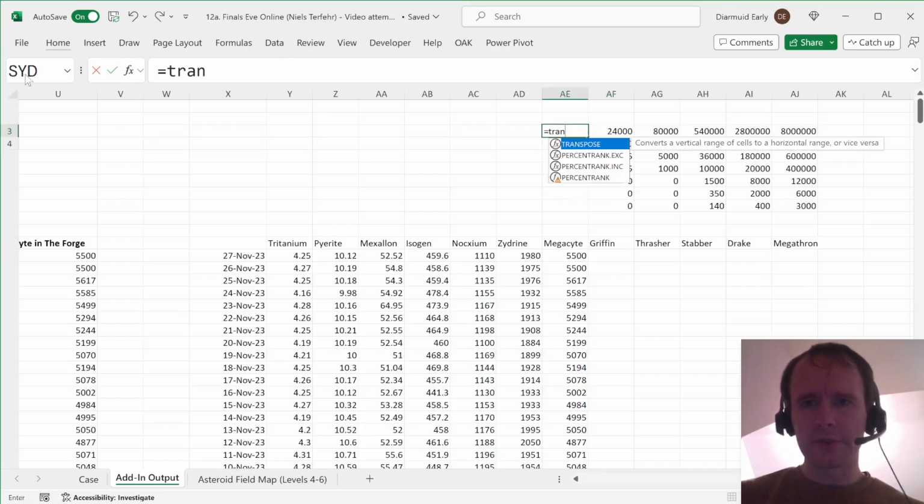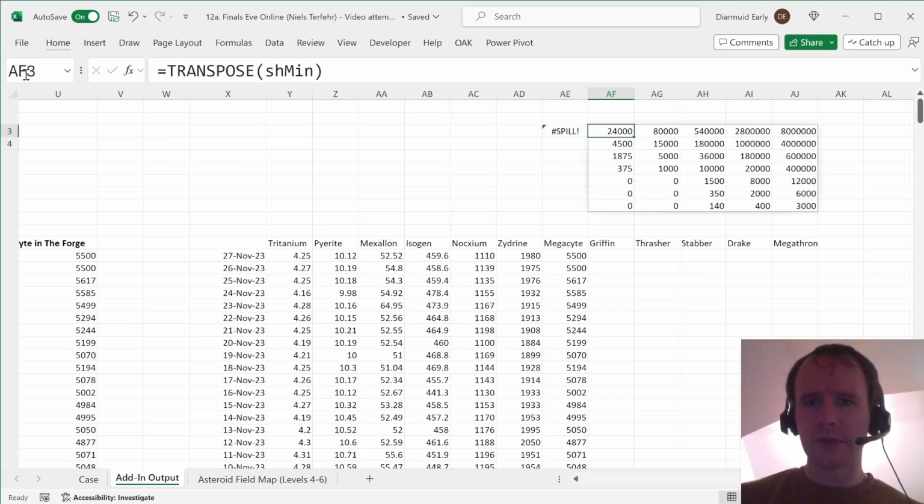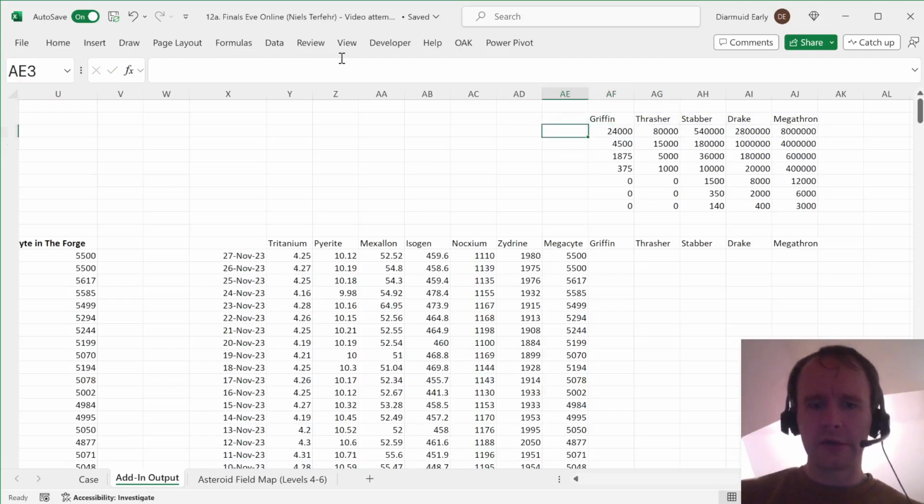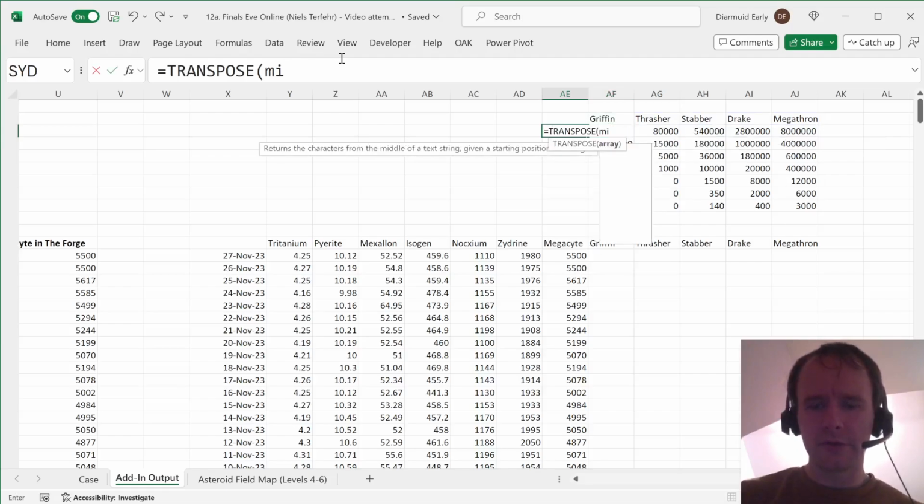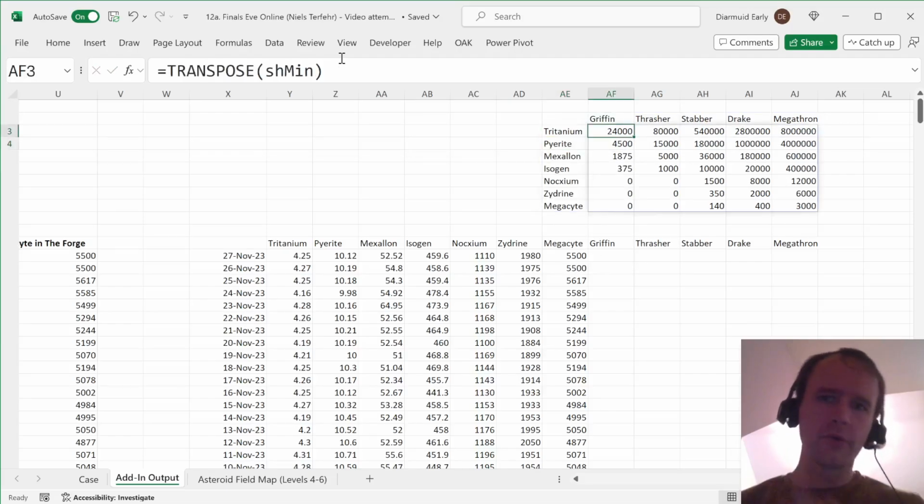Here we'll say transpose of ship list, just so we can label this. Sorry, no, that goes up here. And here we'll say transpose of mineral list. So in other words, to build a Griffin, we need 24,000 titanium, 4,500 pyrite, etc.